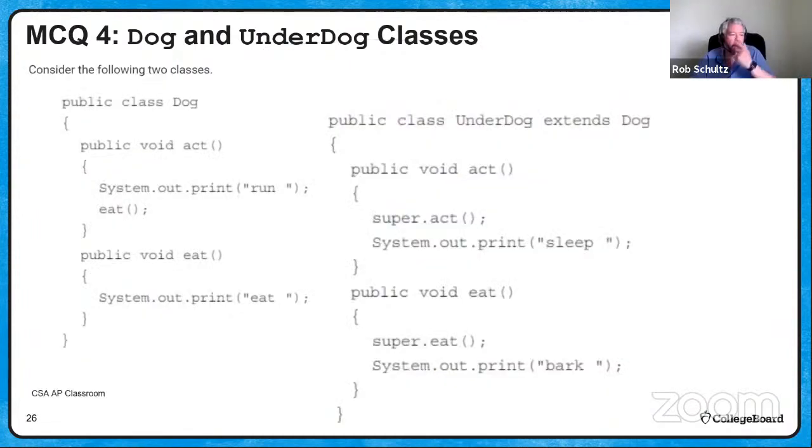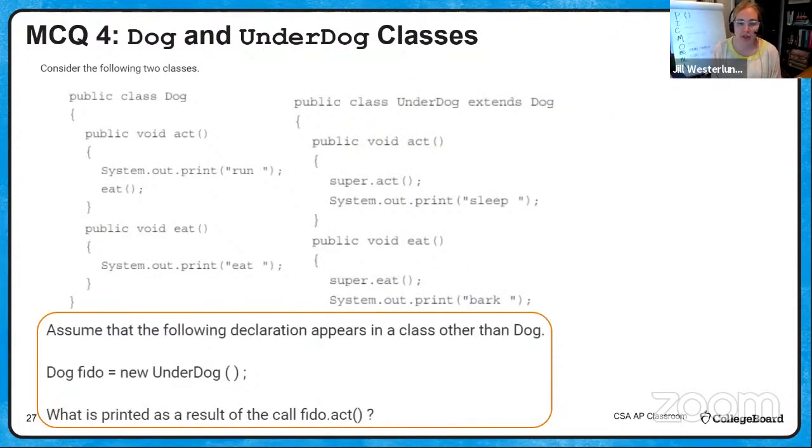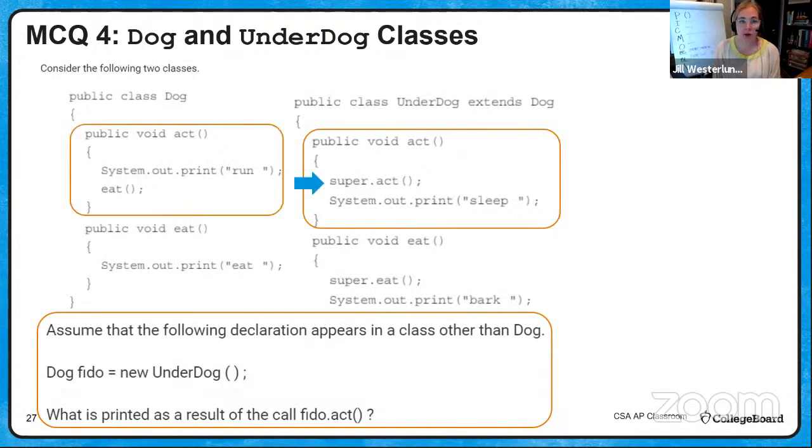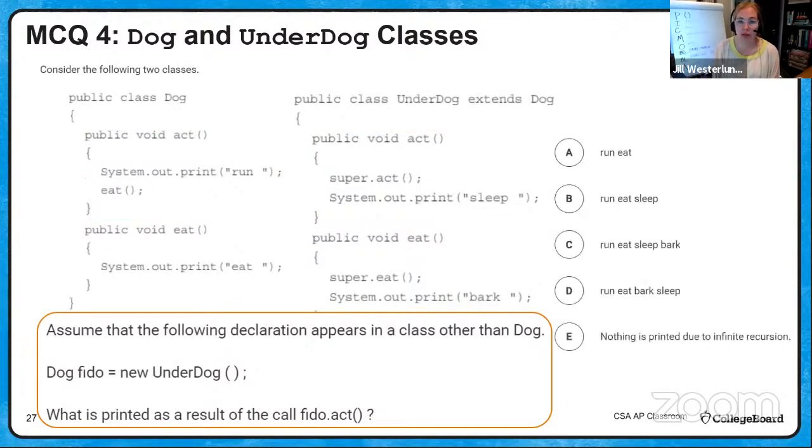So the next one, here's the code. And then your actual question is, if we declare a dog Fido equals new underdog, that object, remember what we told you, is a dog object that also has the new underdog as a part of its instantiation. So when it calls Fido act, what's it going to look to first? And then the answer choices should pop up. One more item there, there's a little animation to connect some dots. There we go. What's it going to do?